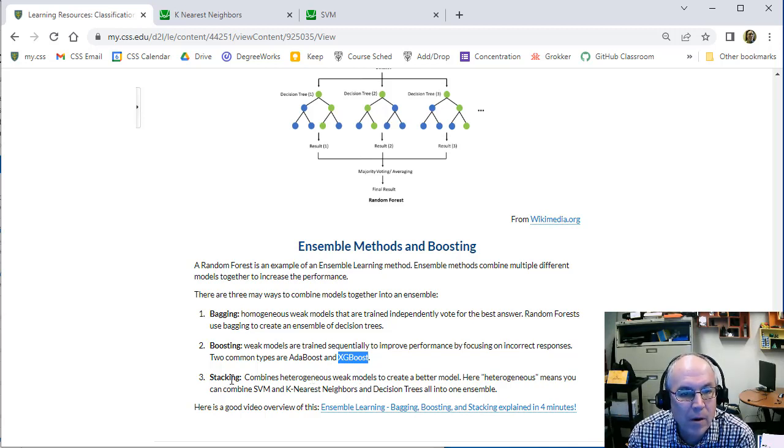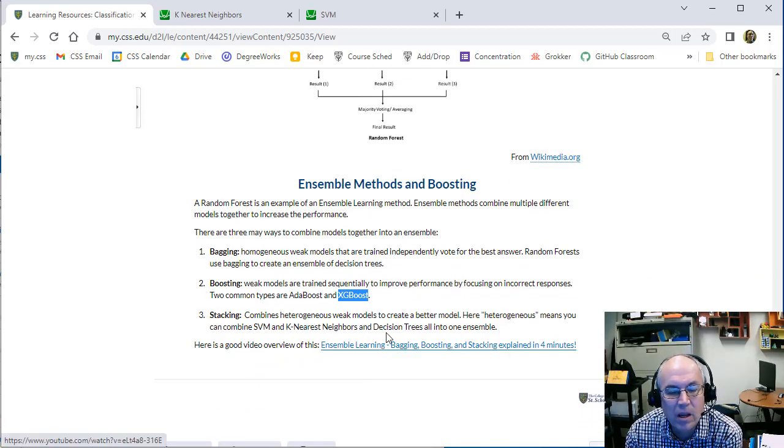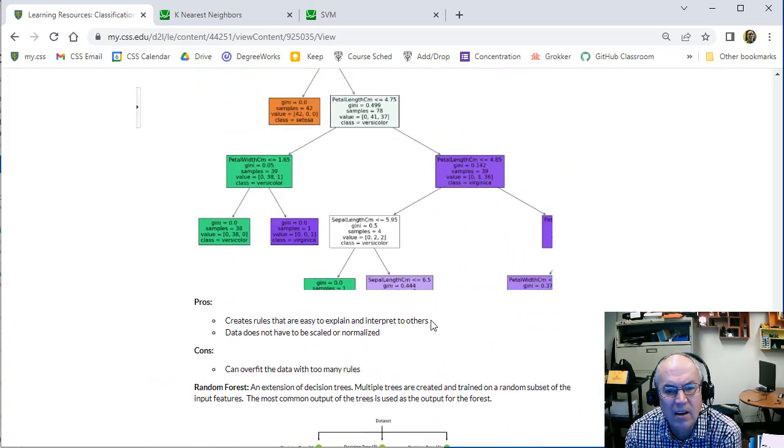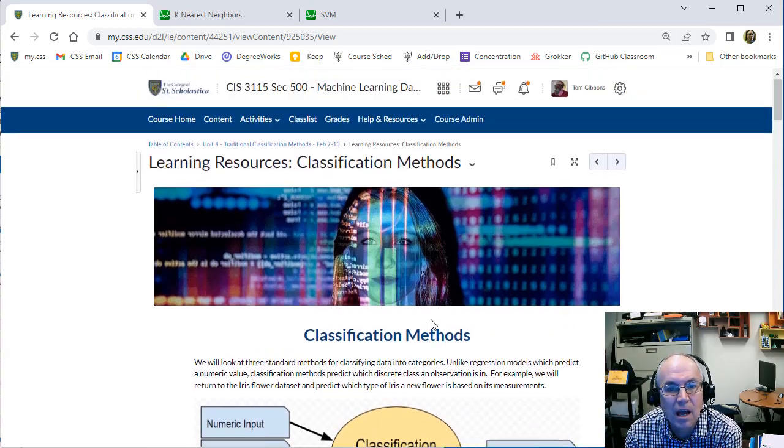So now one other ensemble we won't be using is called stacking. And again, this has gained use a lot lately. And this combines heterogeneous weak models to create a better model. Now, what do we mean by heterogeneous? It means that they don't all have to be the same type. So we can have a support vector machine and a k-nearest neighbor and a decision tree, and have them all working and voting, or making decisions, and somehow combining the results of those. So this is a nice video, again, that kind of walks you through this if you want to watch that. So that's a quick overview of classification models and methods.